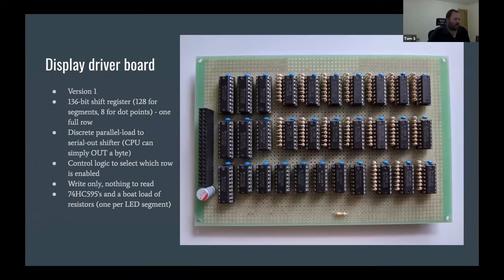And version 1 used 74HC595s for the shift registers, and as you can see, there's an absolute boatload of resistors, because these are all the current limiting resistors that you need for driving each of the display segments. It's common off-the-shelf parts, things that you might have laying around if you play around quite a lot with this sort of stuff. But adding an extra 136 resistors that you need to solder in is not that great.